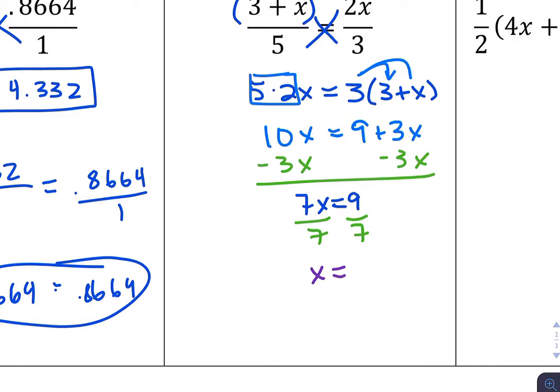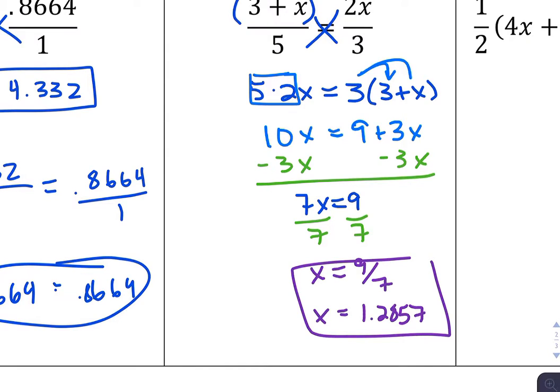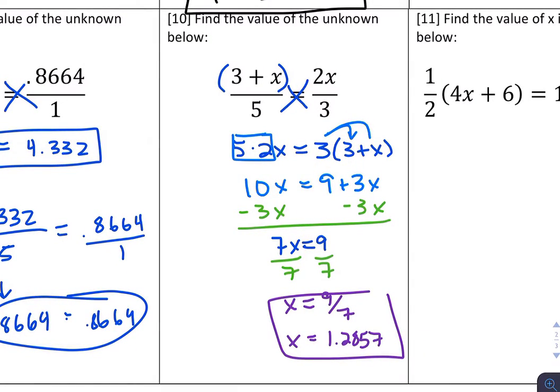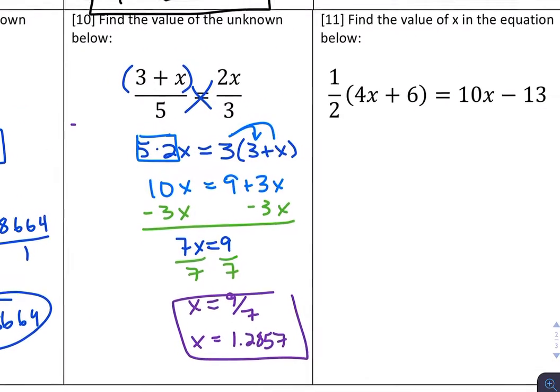Or if we want to bring it as a decimal, x is equal to 1.2857. Rounded, but that's the approximate value. Now we could go back and check it just like the first. I encourage you to do so. I'm not going to do it here on screen just to save time, but we can certainly do that if we want to check it.